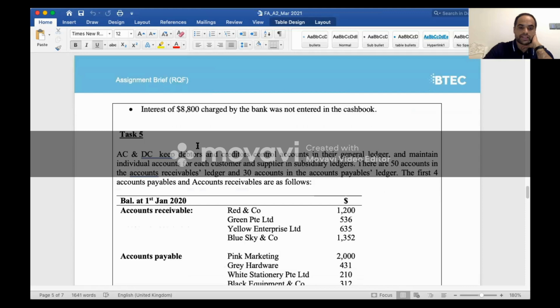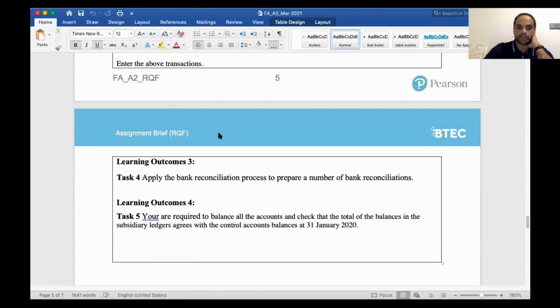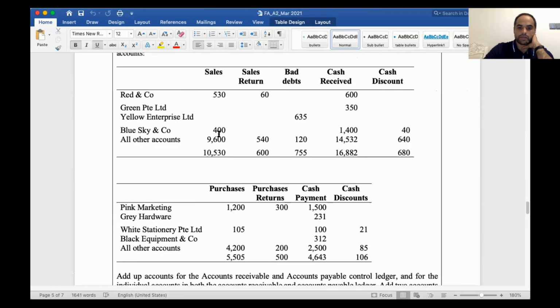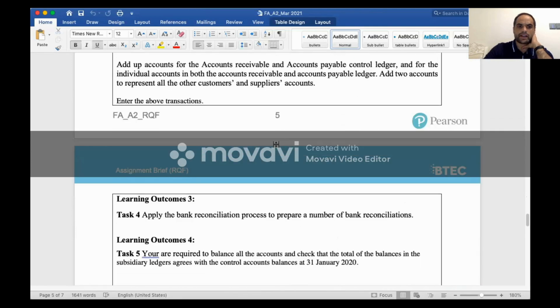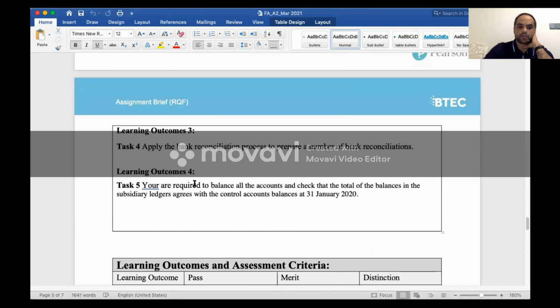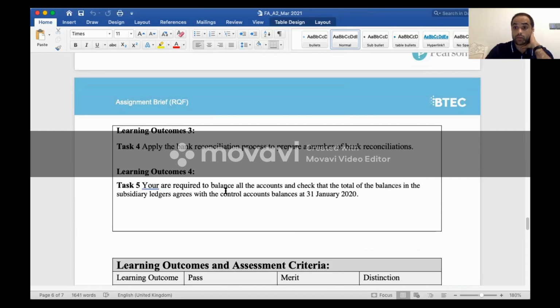And this is your learning outcome 4, which is task 5. In task 5, you have only one question here, and you have to prepare your control accounts and suspense account, depending on the requirements. Here, you are required to balance all the accounts and check that the total of balances in subsidiary ledgers agrees with the control accounts balance at 31st January 2020. So you are mainly focusing on the control accounts and finding whether balances are equal or not. If there is any difference that we cannot find, obviously we have to prepare suspense accounts, right?